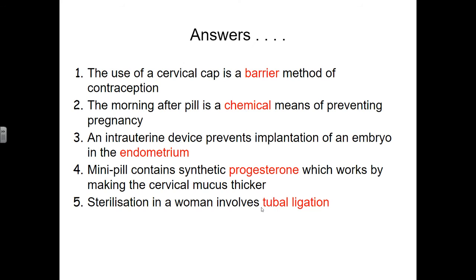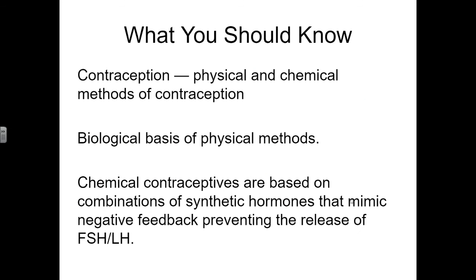Okay, the answers to those questions are: the use of a cervical cap is a barrier method because it's physically stopping the sperm and the egg meeting. The morning after pill is a chemical means, so that's high doses of the OCP chemicals. An intrauterine device prevents implantation in the endometrium. The mini pill contains synthetic progesterone. And sterilization is tubal ligation in women and a vasectomy in men.